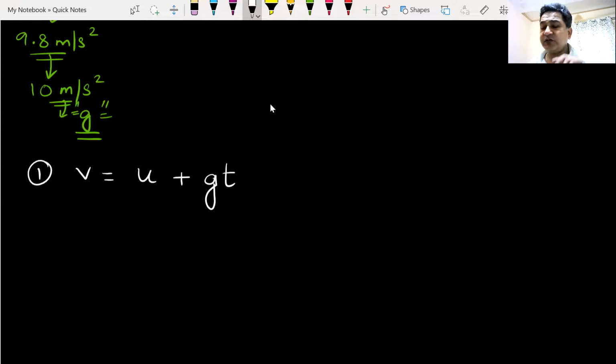Many times, many students have this doubt: sir, what is the sign of G? When I am throwing a ball up, is G positive or negative? When the ball is coming down, is G positive or negative? What should I take, sir? When the body is going up, is G positive? When the body is coming down, is G negative? Who can give me an answer to this one? When is G positive? When is G negative?